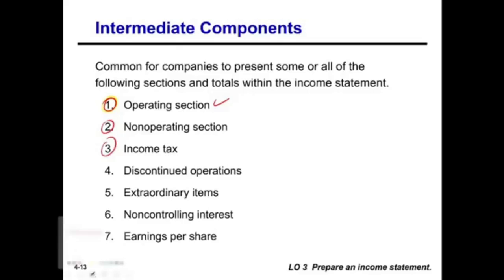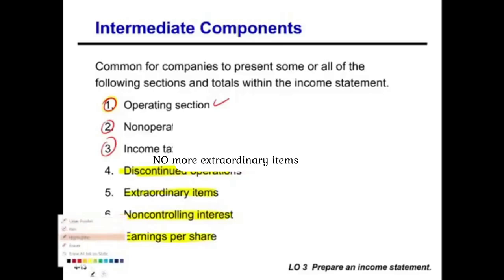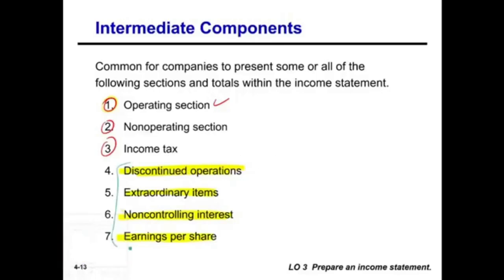Then it will have certain items that we did not cover yet and you did not see yet in your courses unless you are retaking this course. We're going to have an item called discontinued operation, non-controlling interest, and we're going to present earnings per share. Everything that I highlighted in yellow I will cover later. We're going to cover it here in this chapter, but not in this session.